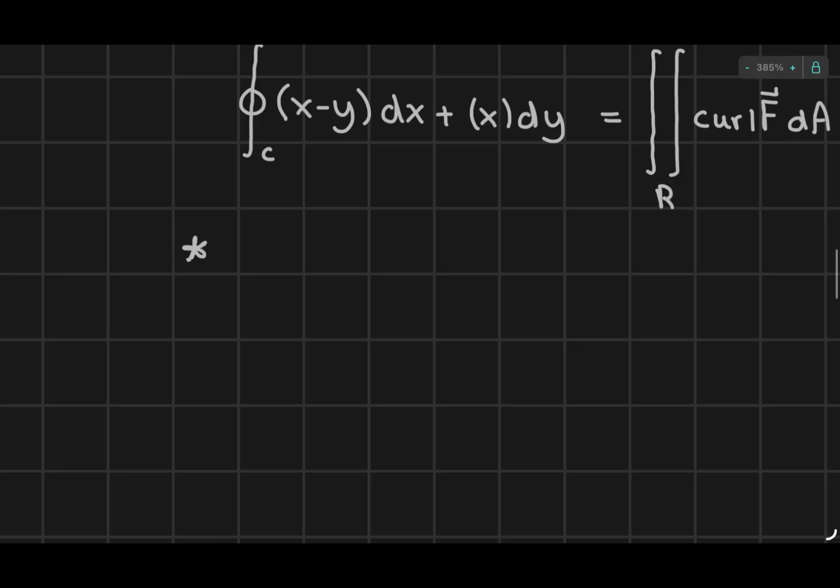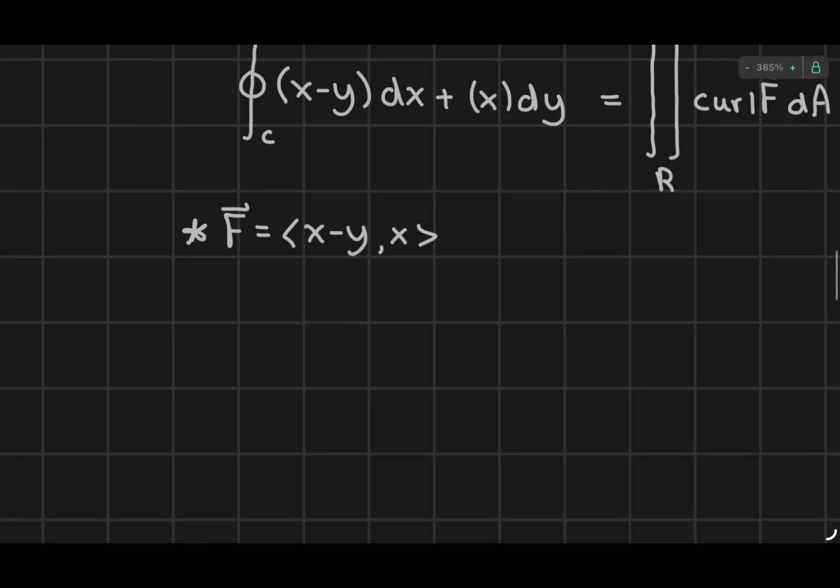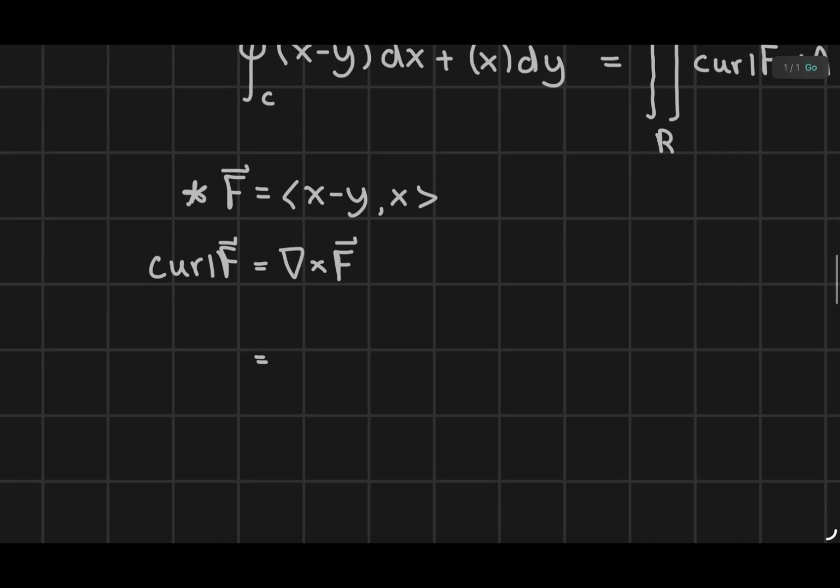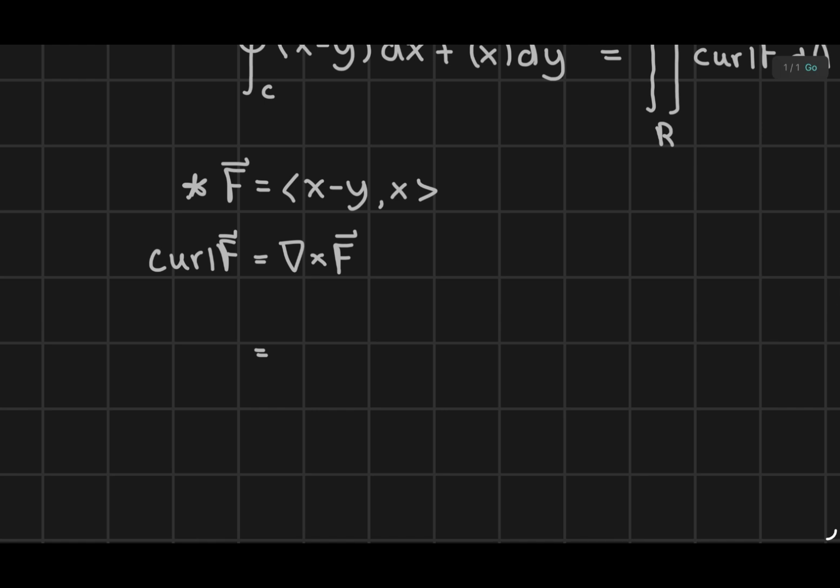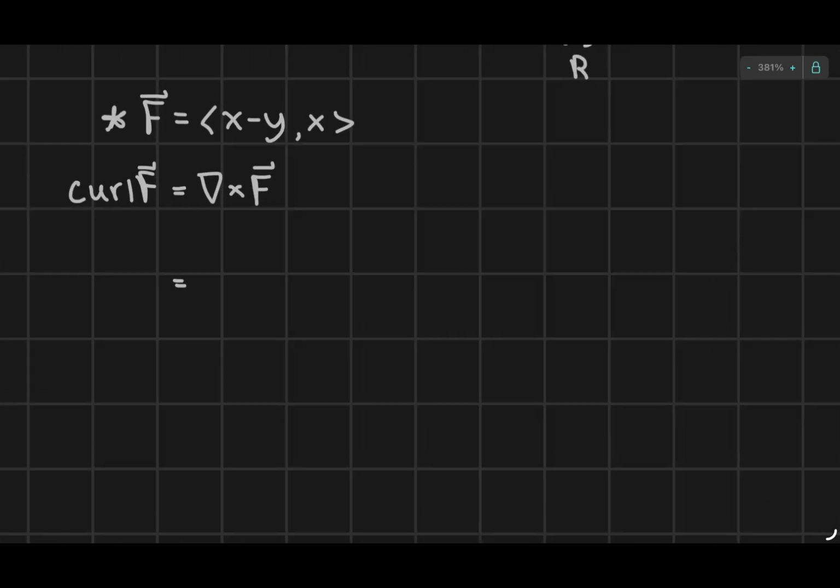We know what our vector field is. F is equal to <x minus y, x>. So then the curl of F is equal to the gradient crossed with our vector field. And there is a formula here, especially when we're doing it in 2 dimensions. It would technically be the partial of our y component with respect to x subtracted by the partial of our x component with respect to y, but I find it very helpful to just go ahead and make our determinant.